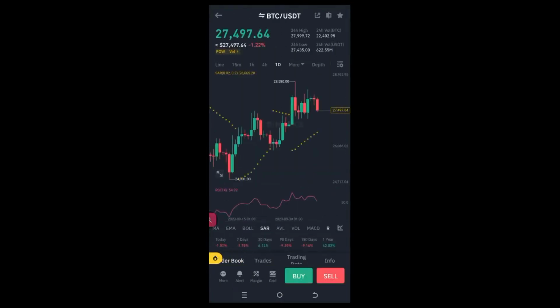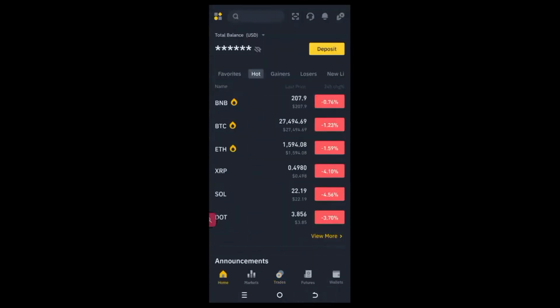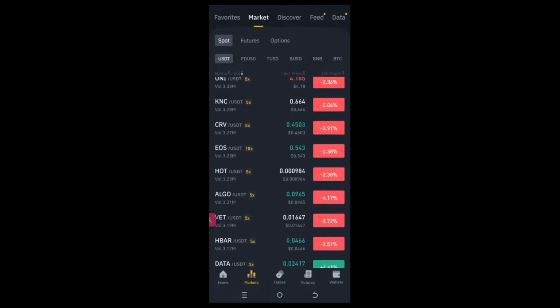BTC is dumping. This is 1 day. It's really been a bloodbath, as you can see here. If we go to the home page, you'll see that everywhere is red. Look at it. Everywhere is actually red. A lot of coins are currently dumping right now. So the market is red, as you can see.